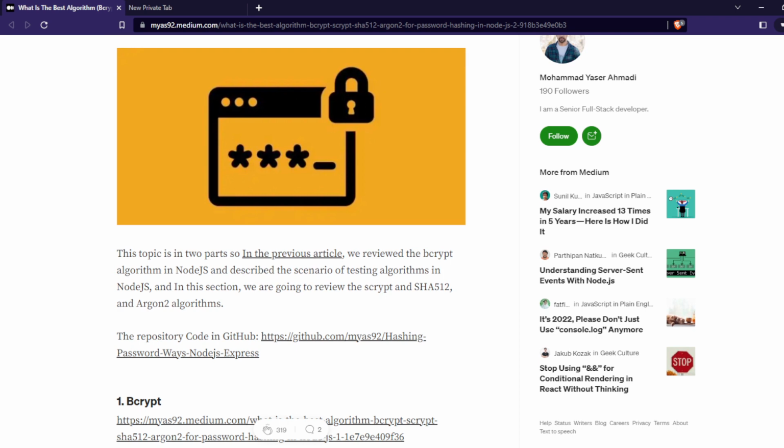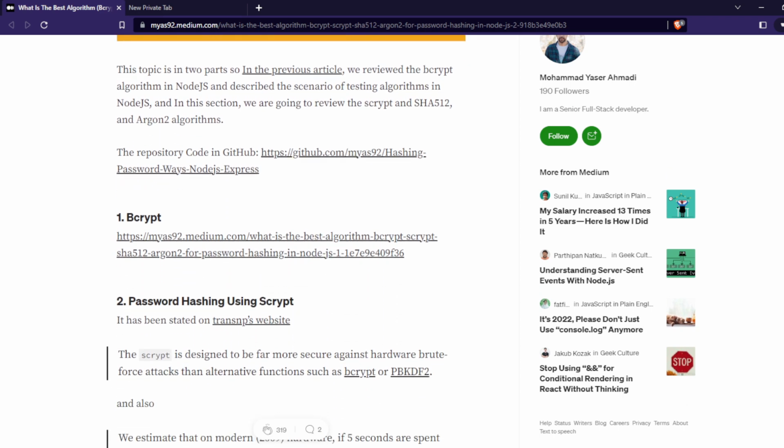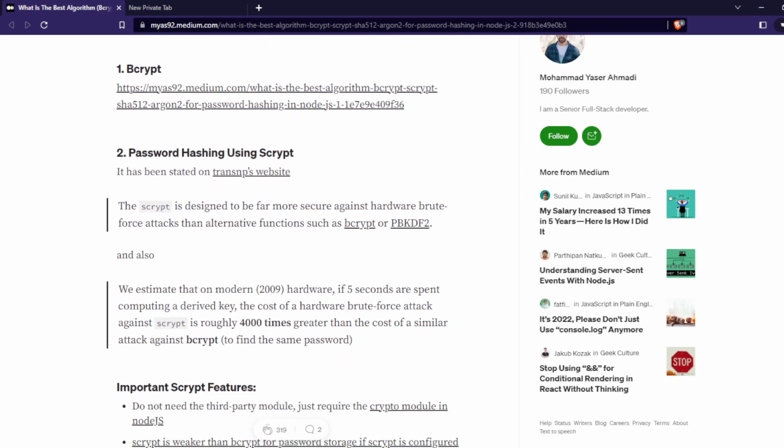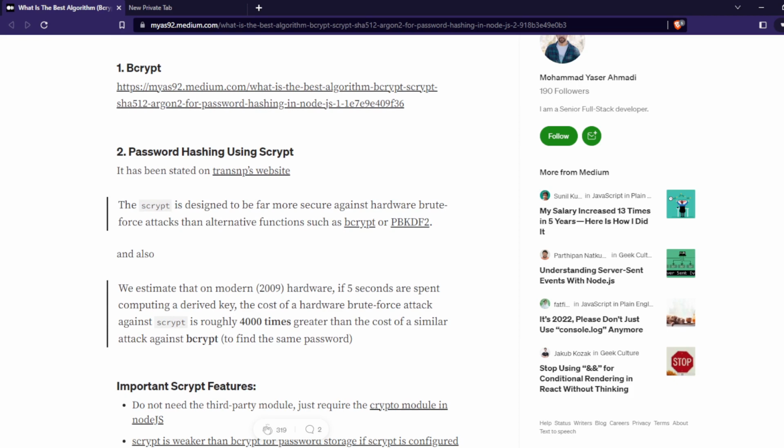In the previous article, we reviewed the bcrypt algorithm in Node.js and described the scenario of testing the algorithm in Node.js in action. We are going to review the scrypt and SHA-512 algorithms, the repository code, and the scrypt password manager using scrypt. It has been stated on the Tarsnap website that scrypt is designed to be far more secure against hardware brute force attacks than functions such as bcrypt.